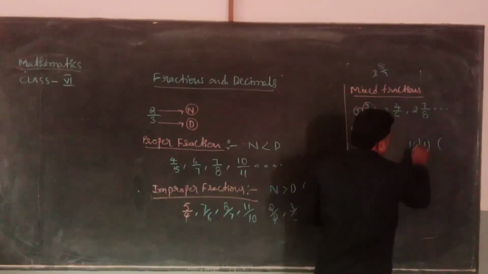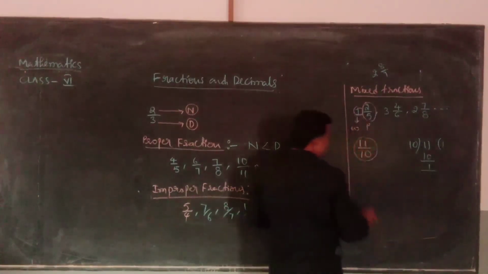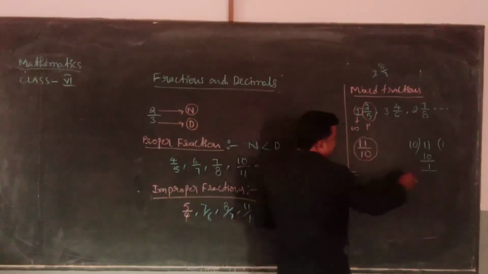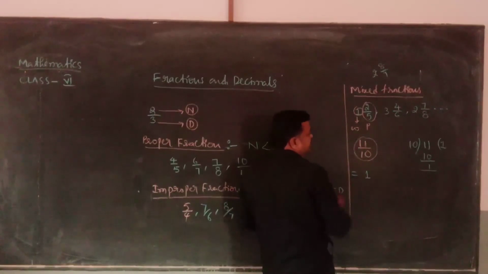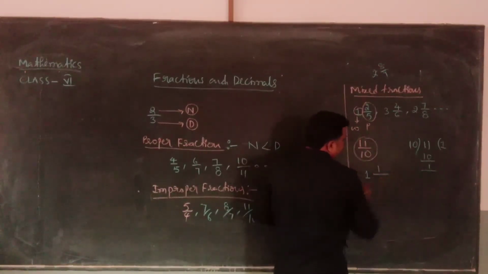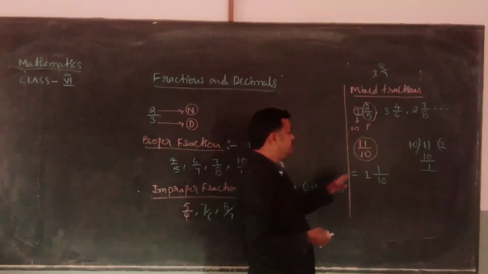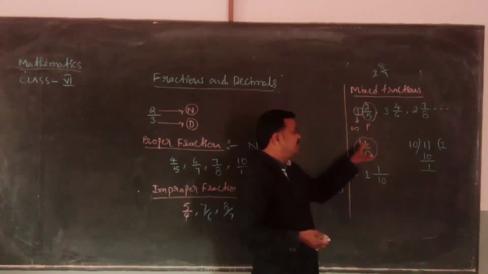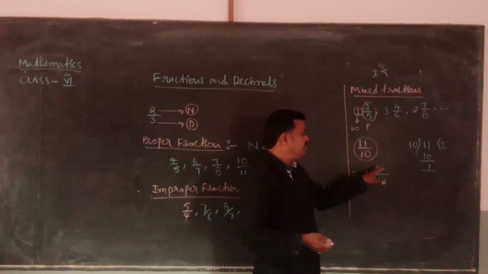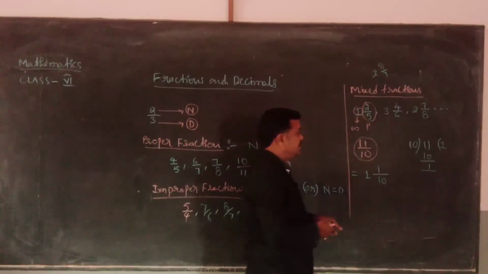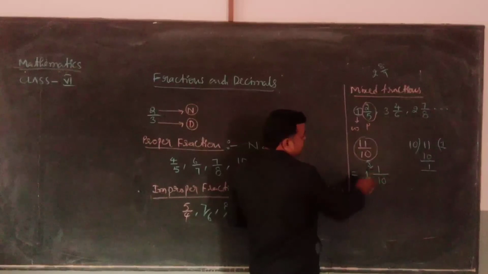11 is divided by 10. 10 ones are 10, so 1 is the remainder. So for 11 by 10, the quotient is 1, it will become the whole number. The remainder will become the numerator, and the divisor will become the denominator. So the mixed fraction of 11 by 10 is 1 1 by 10. See, this is the changing of an improper fraction to a mixed fraction.